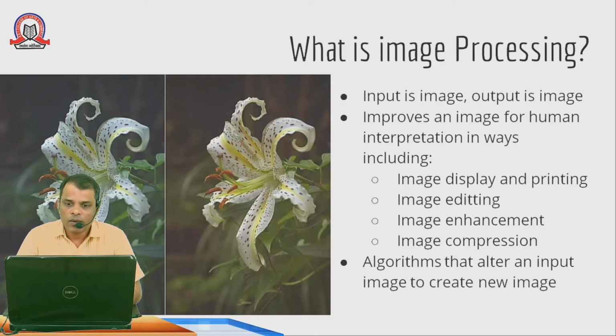Now the second thing: what is meant by image processing? In an image processing system, both the input as well as the output are images. Second, it improves an image for human interpretation, including image display and printing, image editing, image enhancement, image compression. See, simple thing: we take our selfie, then we apply an effect to our selfie.